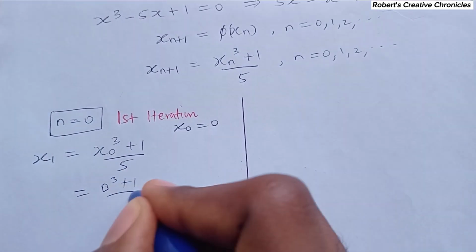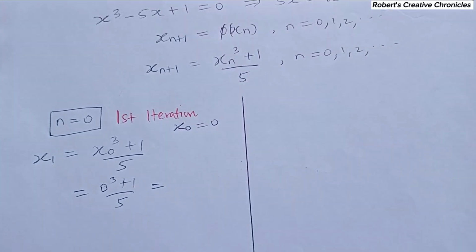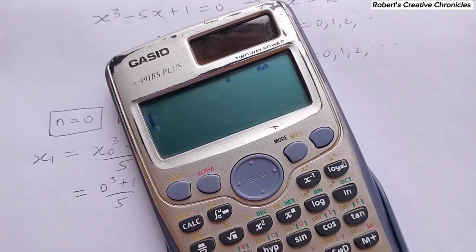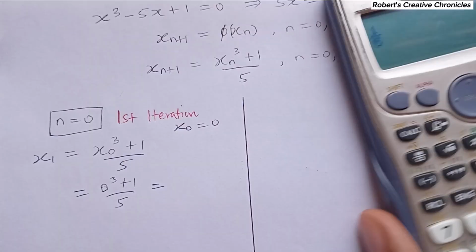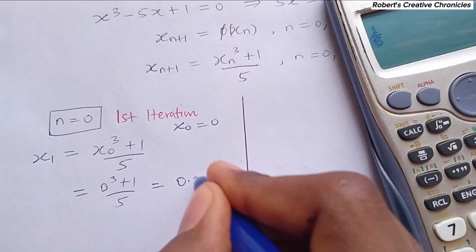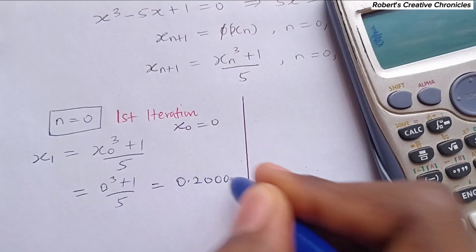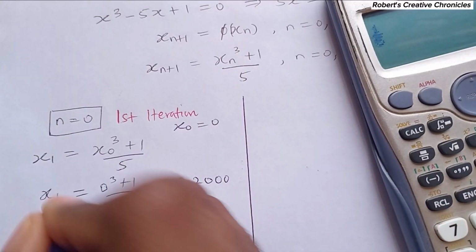0 cubed plus 1 over 5. Then 1 over 5 is what? It is 0.2. So this is the value for x1.